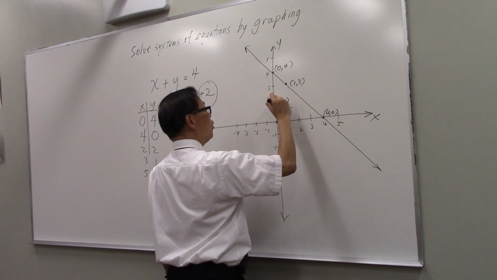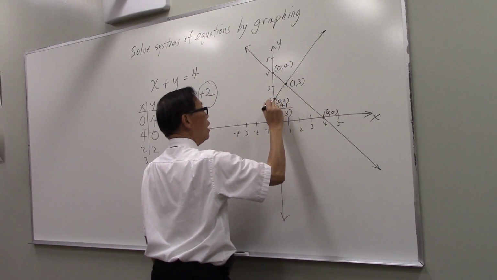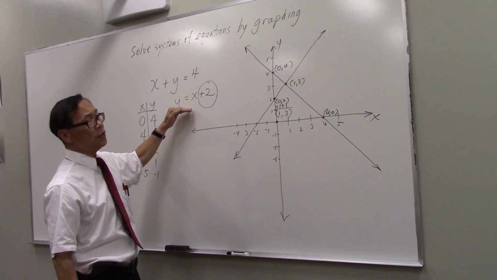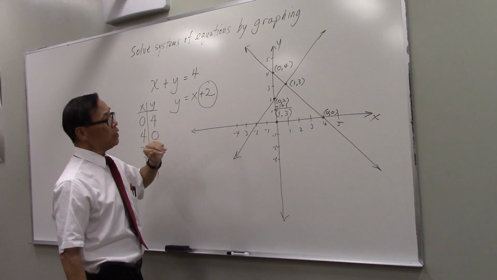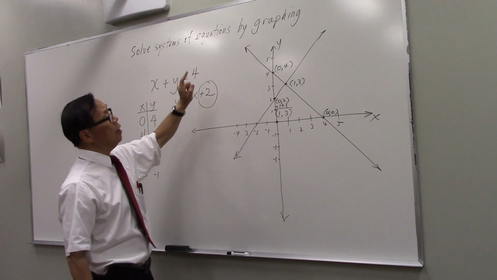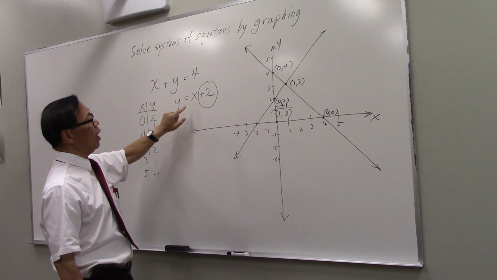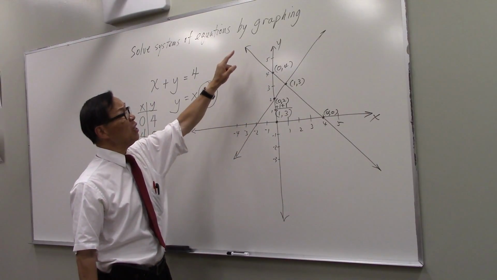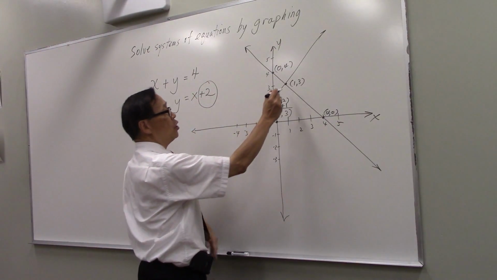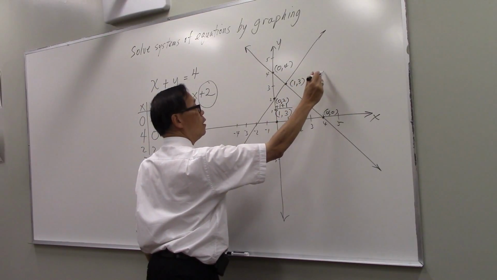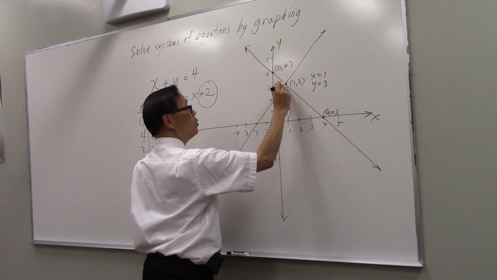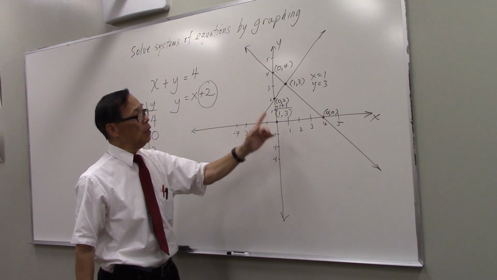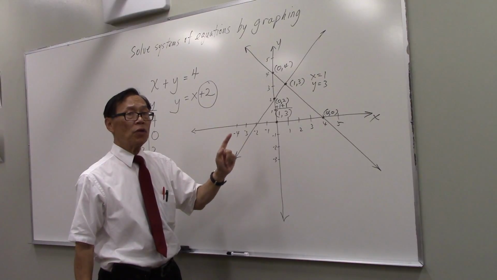Now, you draw the line, and this line is the answer to this equation. So the question is, which values for x and y will solve both equations? And as you can see by graphing, this point here where x is 1 and y is 3 is the only point that will satisfy both equations because it's included in both.